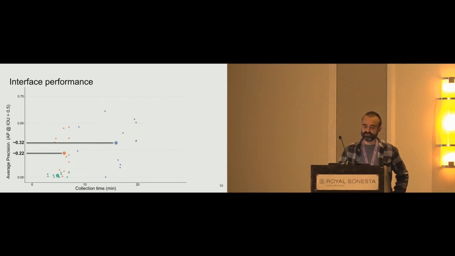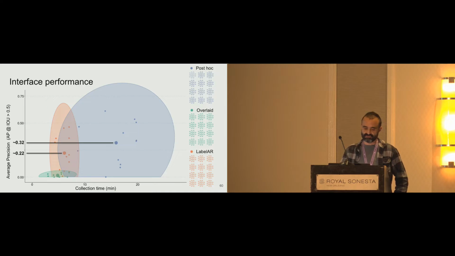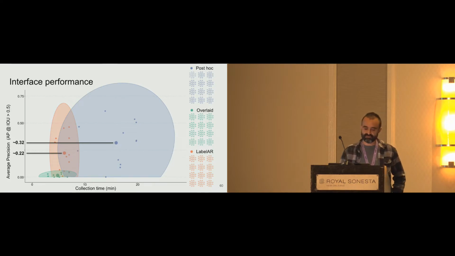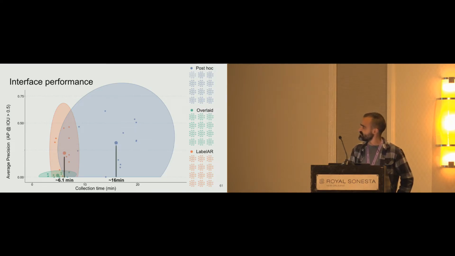y-axis. Let's view 95% confidence intervals. So there are large confidence intervals in the y-axis particularly, but what we can say here is that LabelAR has comparable detection performance to the Posthoc interface and is over twice as fast. So the Posthoc interface averages 16 minutes for collection and LabelAR 6.1.